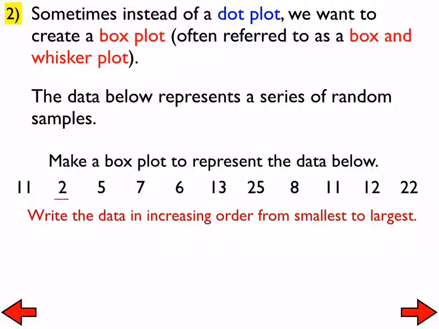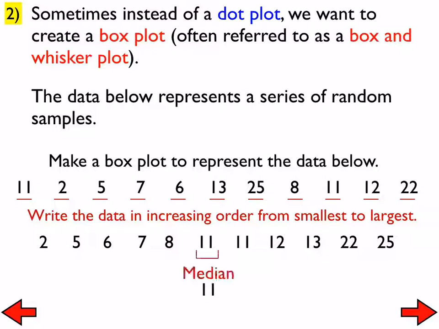Okay? So 2 is the lowest, and then 5, and I'm just going to help you along here because I know all of you know how to do this. So right now I'm putting them in order from smallest to largest, and 11 is the median there. And we do need the median, by the way.